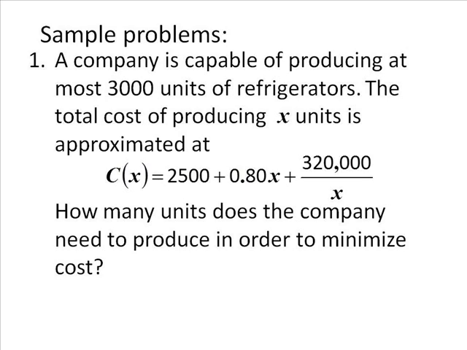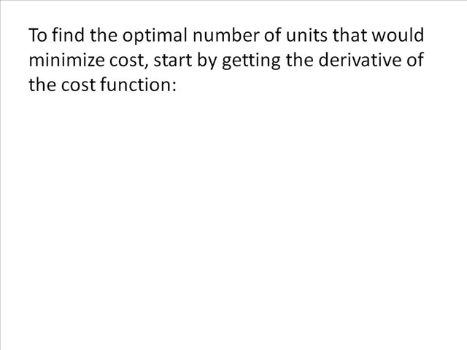A company is capable of producing at most 3,000 units of refrigerators. The total cost of producing x units is approximated by the given cost function. How many units does the company need to produce in order to minimize cost?